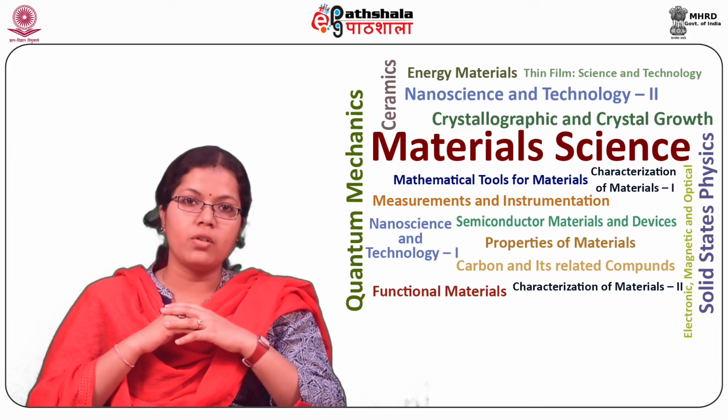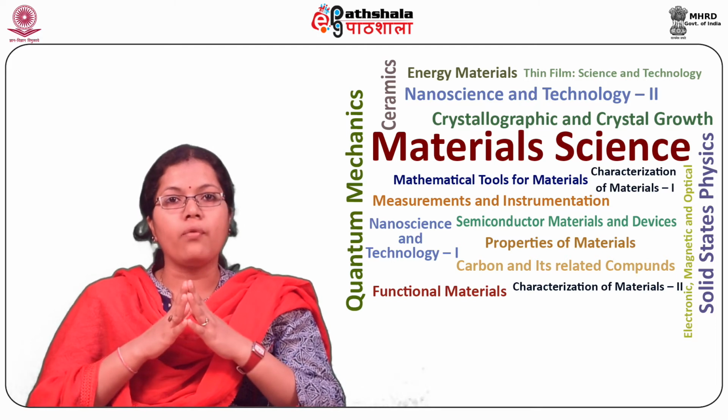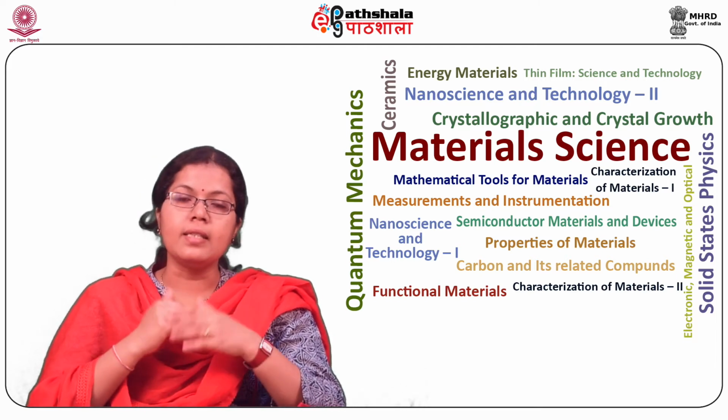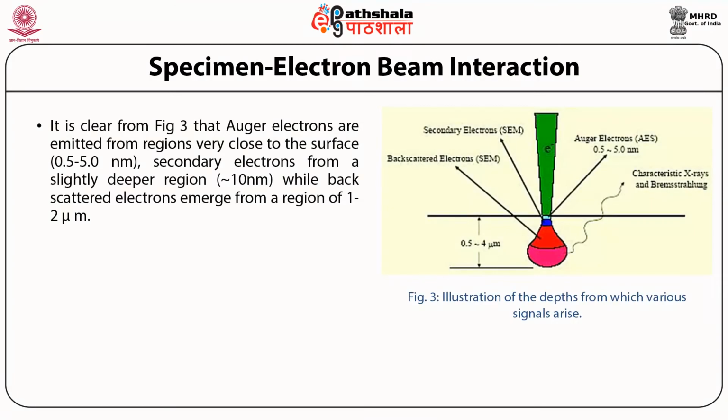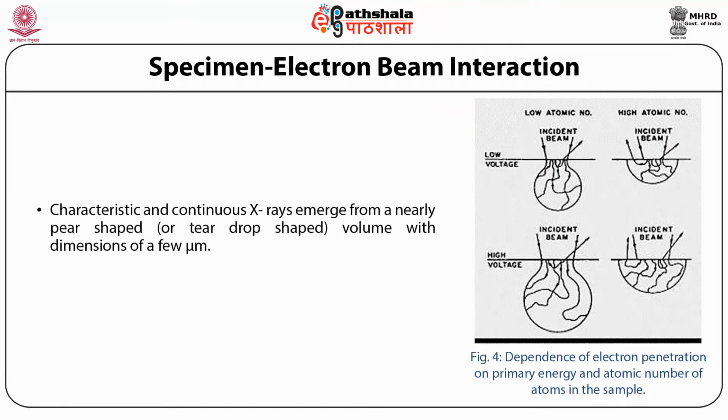The higher the energy of the electrons and the atomic number of the atoms in the sample, the greater is the penetration. It is clear from figure 3 that Auger electrons are emitted from regions very close to the surface, that is 0.5 to 5 nanometer. Secondary electrons come from a slightly deeper region, that is around 10 nanometer, while backscattered electrons emerge from a region of 1 to 2 micrometers. Characteristic and continuous X-rays emerge from a nearly pear-shaped volume with dimensions of a few micrometers.